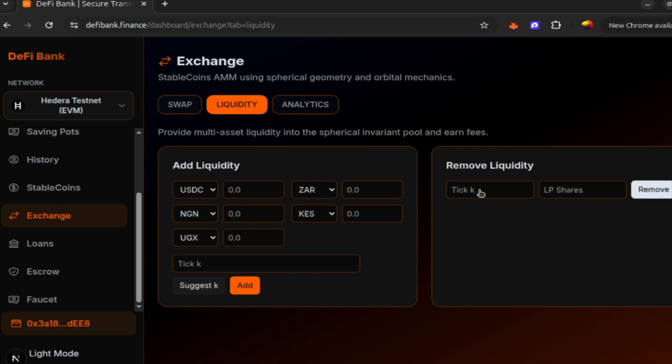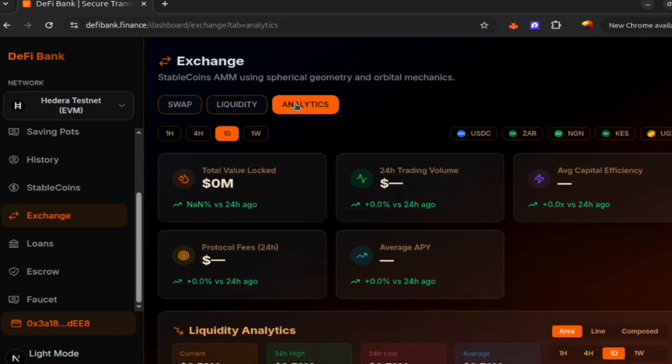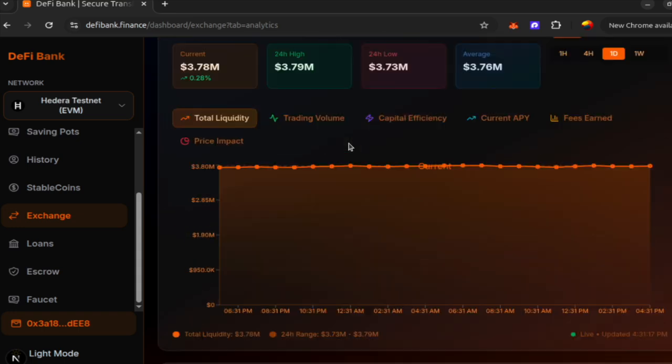Liquidity, where you can add liquidity and remove liquidity. Analytics, that shows you what's happening in the exchange.